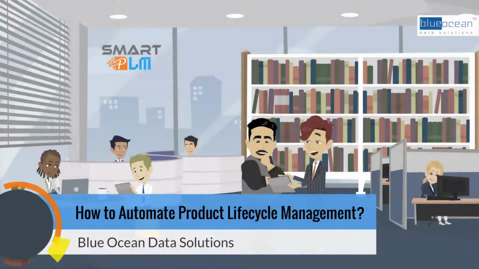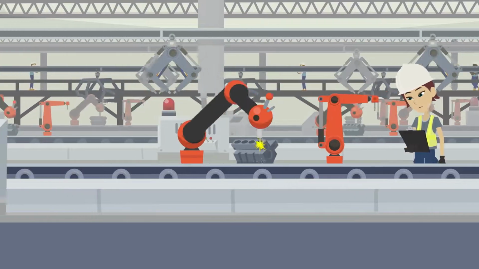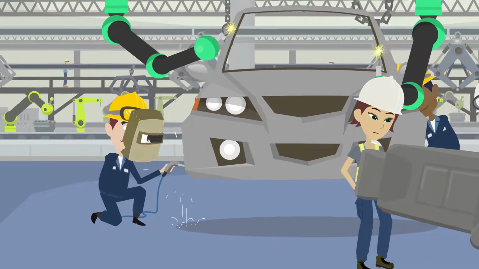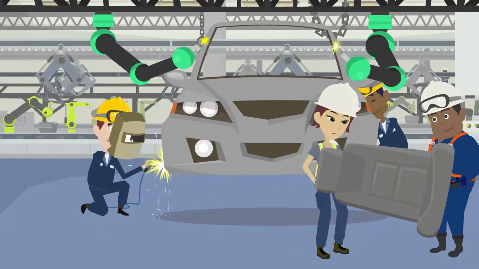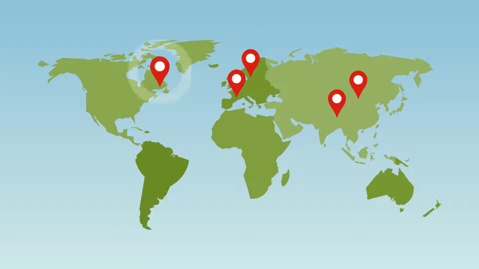How to automate product lifecycle management. Companies dealing with product design and manufacturing are facing more challenges due to complex processes, workflow, product data management, and large teams working across different countries or companies. Alignment and sharing information across different teams could be a big challenge to most of the organizations.